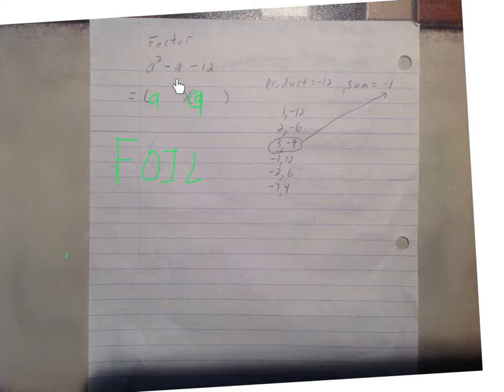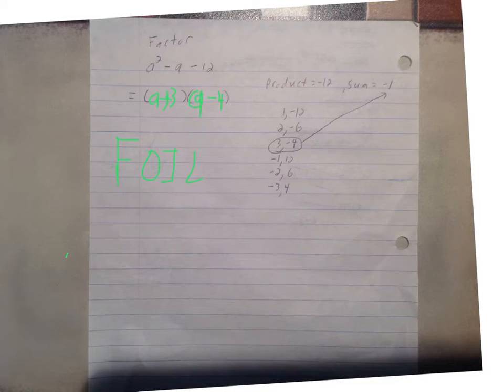Now we need the sum, the inner and outer, to be negative 1. And so we look at these, which pair gives you a sum of negative 1? Well, that's 3 and negative 4. And so this will be plus 3 minus 4.